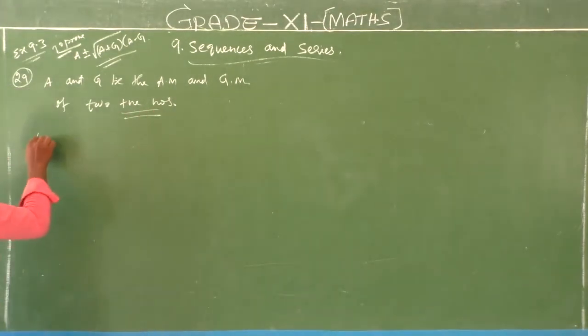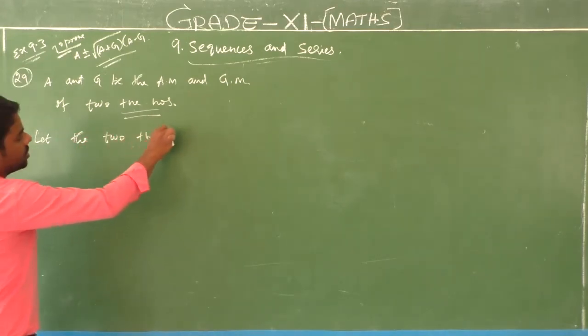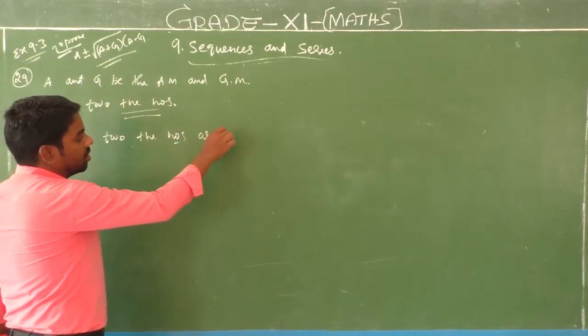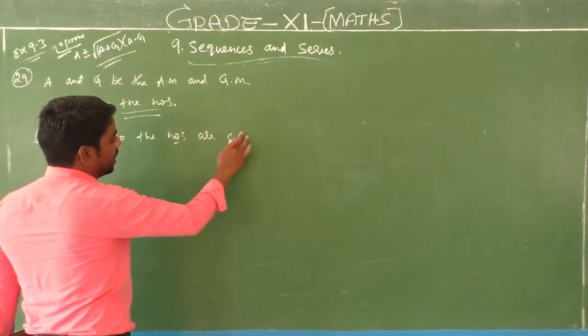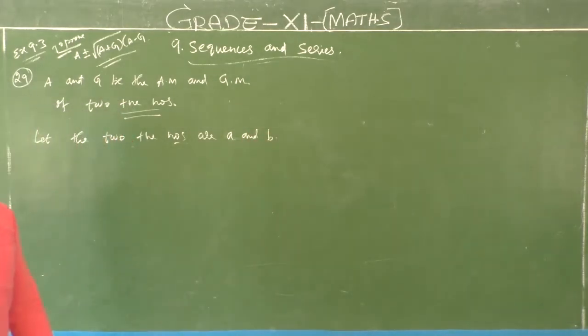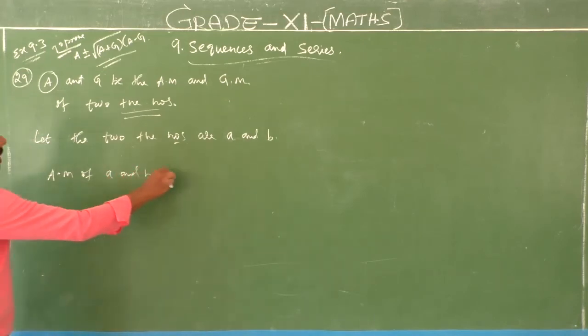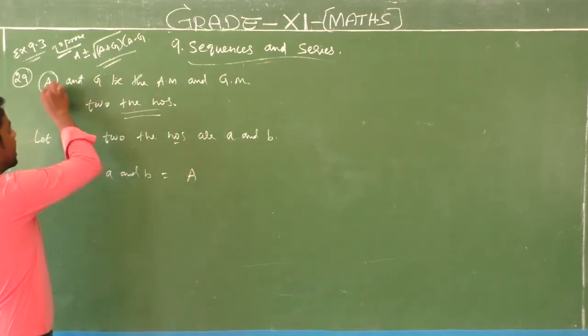Let us consider the two positive numbers to be small a and small b. Given that capital A is the arithmetic mean of a and b.